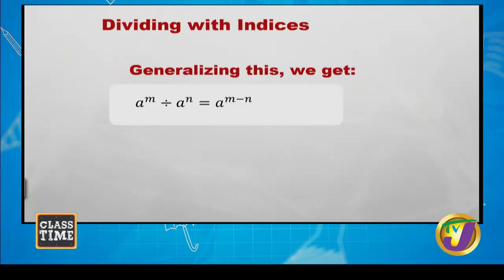Now, when generalizing, dividing with indices, what happens? We would have shared this earlier. Any base A raised to any power m, divided by the same base raised to another power n, it could be the same power, is equivalent to A raised to m minus n. We're subtracting both powers, m minus n.